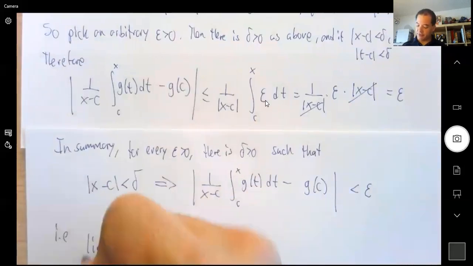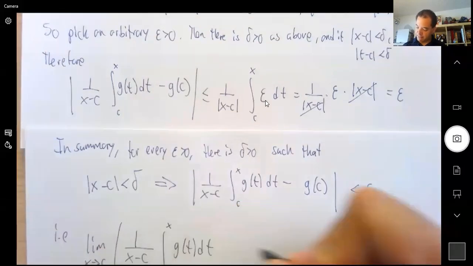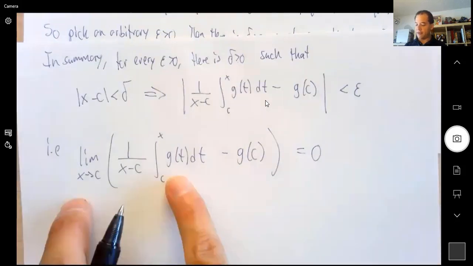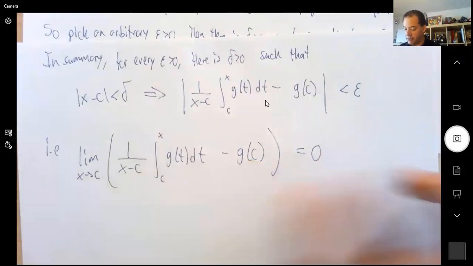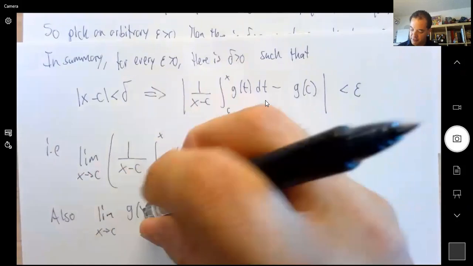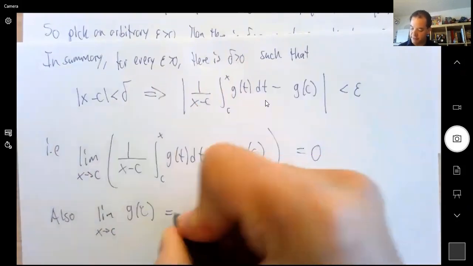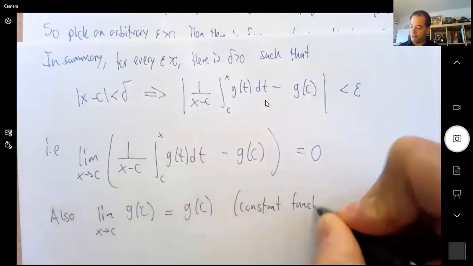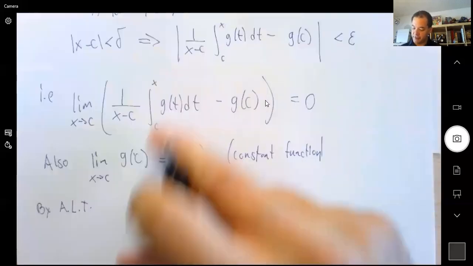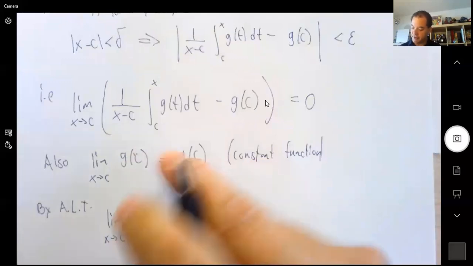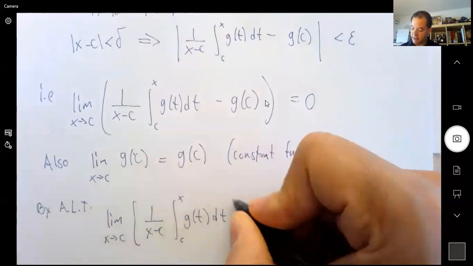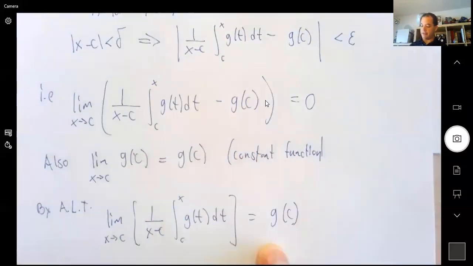The limit when x approaches c of this expression minus the constant g of c is 0. Well, if that happens, that means this is just a constant, and the limit of the difference of two things, so this limit is 0, and the limit of g of c is g of c, because that's just a constant. So the limit when x approaches c of g of c is just g of c. That's a constant function. So if you have two limits that exist, the sum exists. So by the algebraic limit theorem, the sum of these two limits exists. When you add, the g of c cancels, so you simply get 1 over x minus c times the integral of g of t dt, and this will be g of c. Great, so we just proved this limit exists and it equals g of c.